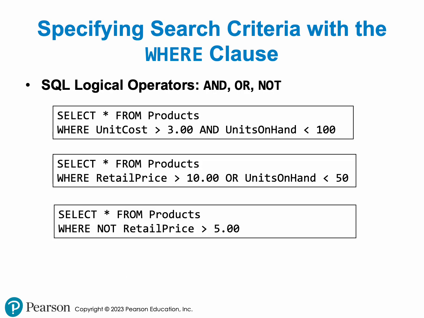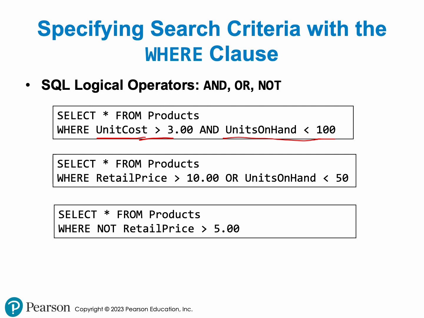There's also such a thing as logical operators. Remember, we covered logical operators in PLD 101: and, or, and not. And you can also use them in your SQL queries. Here, we are searching for everything from a table products where unit cost is greater than 3 and units on hand is less than 100. So only if both of these conditions are true, only then information will be displayed for us.